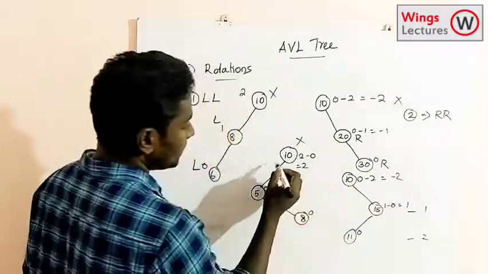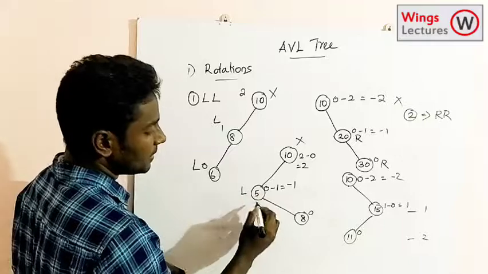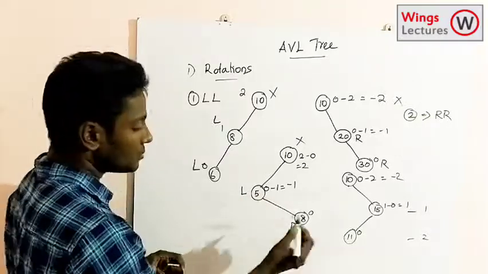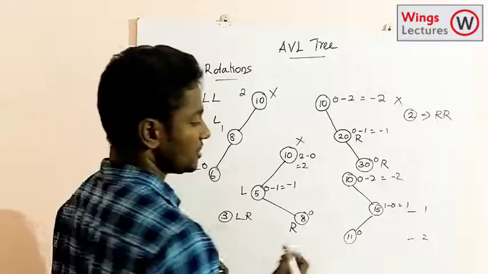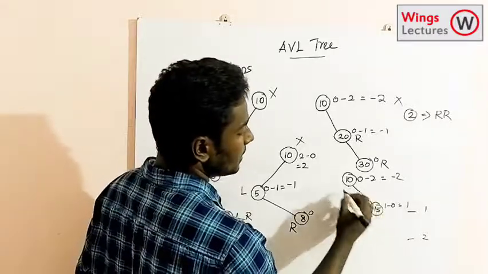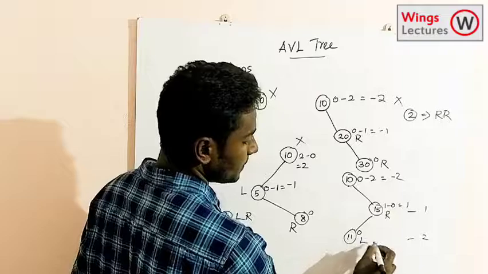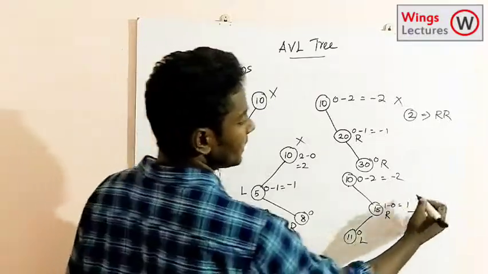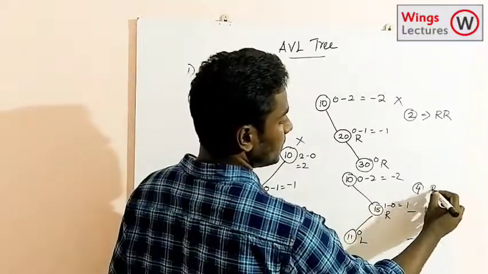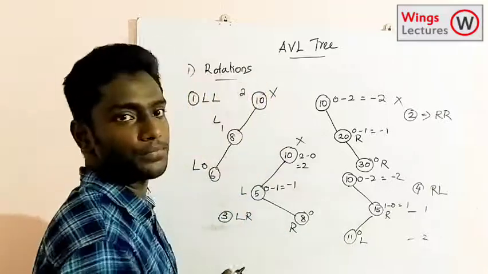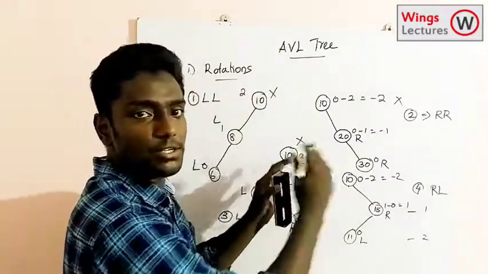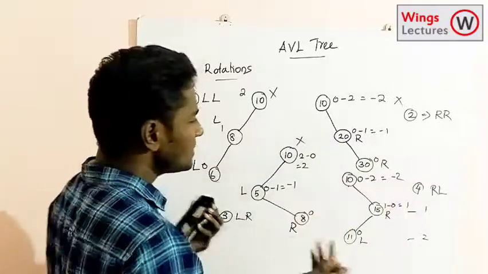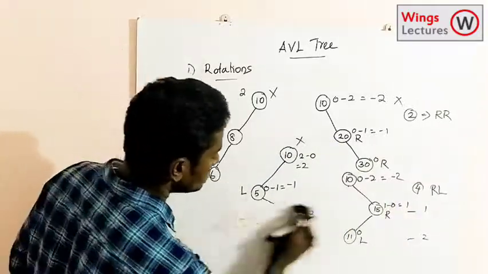Now this one is left and right, so I am going to call this left right insertion. Then the final one is right and left, so we can call the fourth one RL, right left insertion. So see how we are going to change this into a balanced one. Simple. Let me explain.